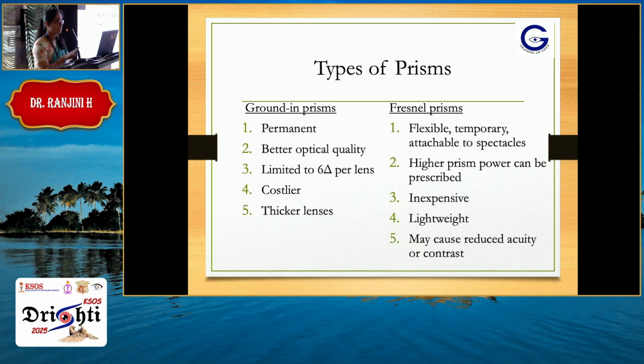Coming to the types of prisms, they can be ground-in prisms or Fresnel prisms. Ground-in prisms are prisms incorporated in the glasses. They are limited to up to 6 prism diopters per lens, but they are permanent and have better optical quality. But they are thicker lenses and a little expensive compared to Fresnel prisms. Fresnel prisms are flexible, temporary prisms which can be attached to the spectacles, and they are lightweight. But again, they have their cons: they reduce acuity and contrast. And higher power can be prescribed in a Fresnel prism.